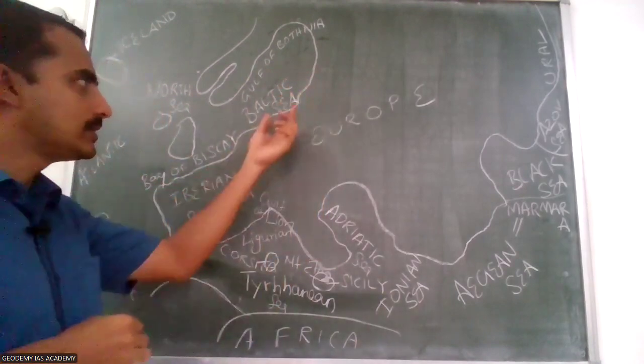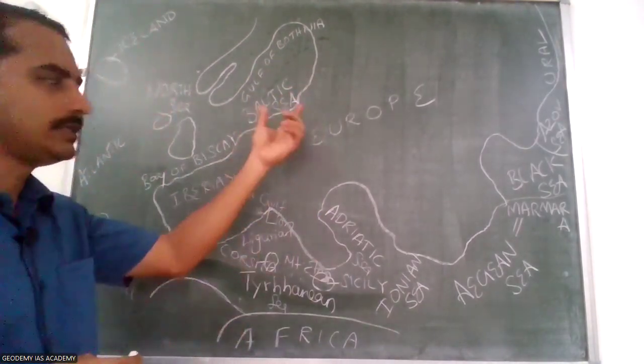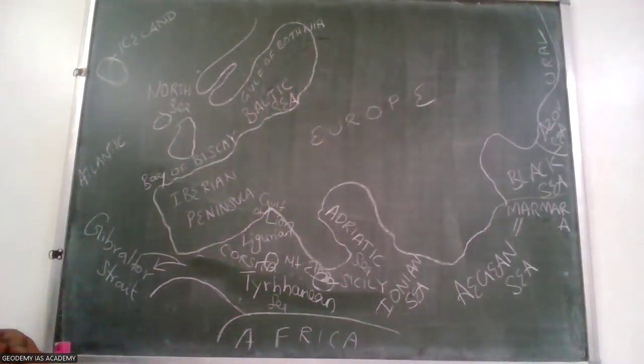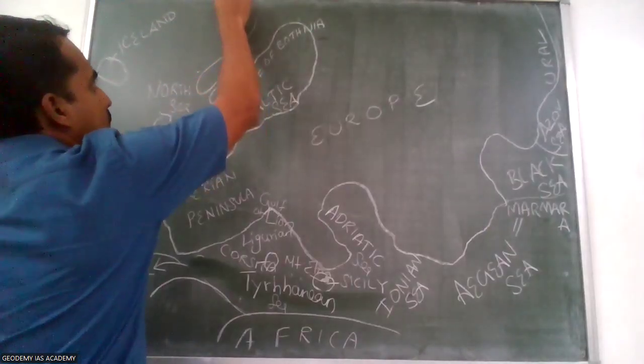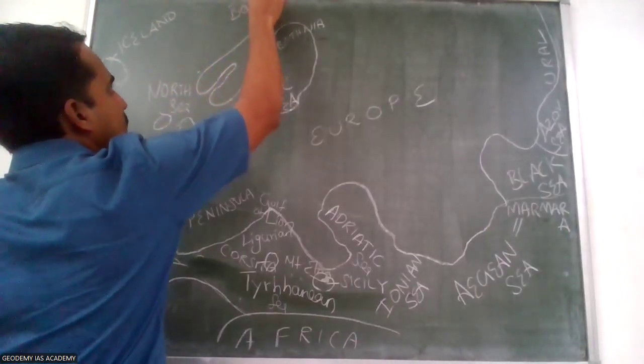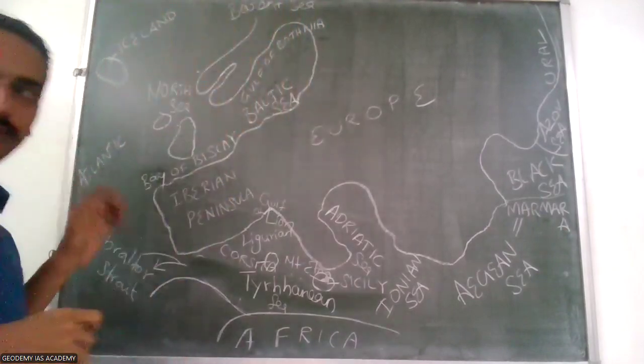The littoral boundaries of the Baltic Sea are called the Baltic countries. Then here in the north of Norway, the Barents Sea is located, which has connectivity with the Arctic.